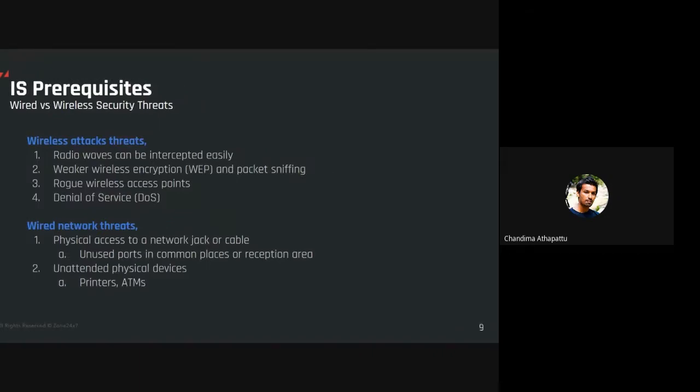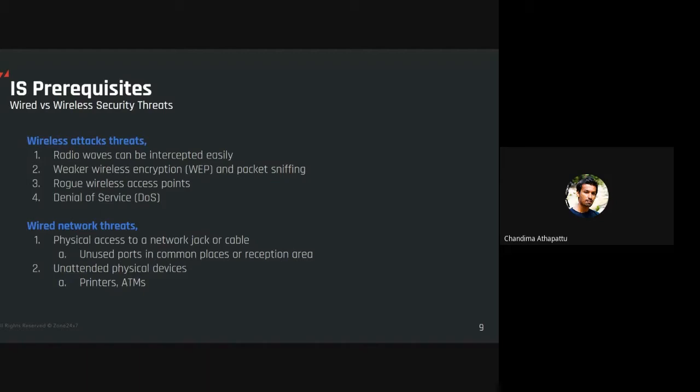And here I'm talking about wired and wireless. So why did I bring this slide? Wired and wireless are two different setups, right? You need to understand how your solution or your project is placed in the production or in your test environment, because based on wired or wireless, your security is different.